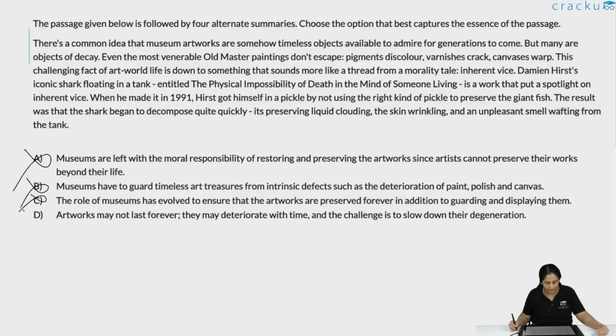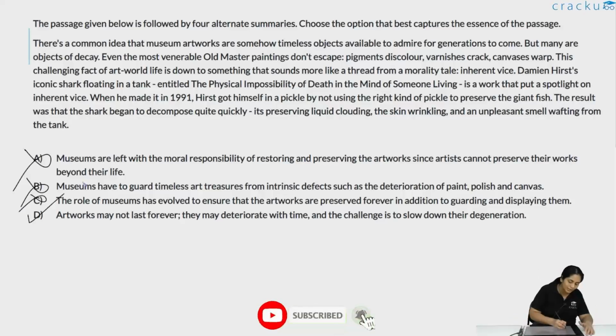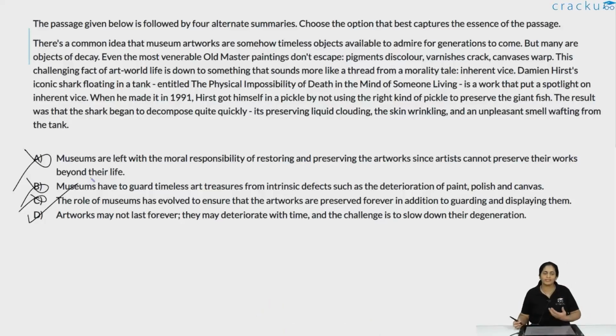Option D: Artworks may not last forever. They may deteriorate with time, and the challenge is to slow down their degeneration. This is the whole point. The fact that they will not last forever is the main point of the paragraph, that they have a limited lifetime, they are not timeless objects. And this concept is called inherent vice. So only option D even touches the main point, which is that artworks have a limited lifetime, they are not timeless objects. So option D comes closest to being the summary for this passage. So option D is the right answer.